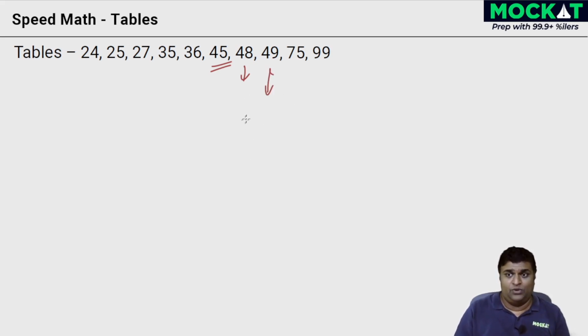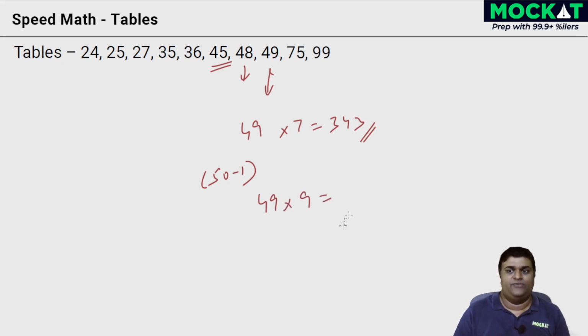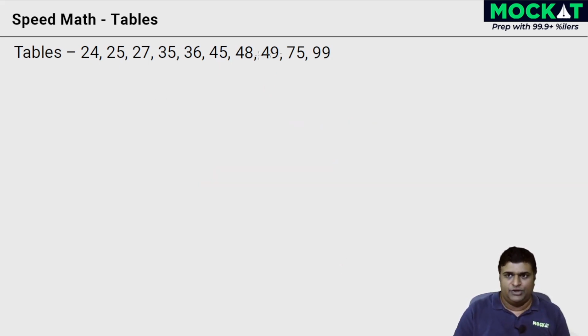A 49 over here is going to be quite easy as well. 49 is nothing but a 50 minus 1. So into 7, for instance, is going to be 350 minus 7, 343, which is also a 7 cube, right? Which also we should know. A 49 into 9, for instance, is 450 minus 9, 441. Incidentally, it is 21 square as well, right? So should be knowing these.